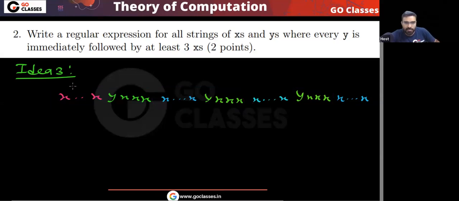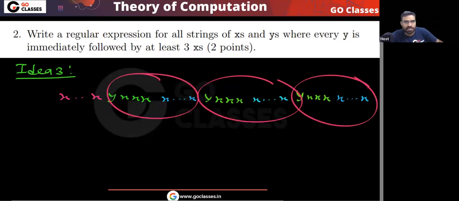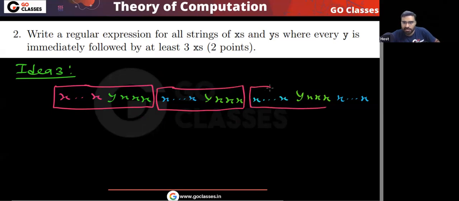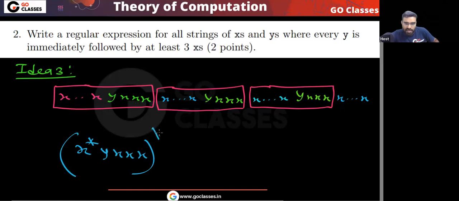Basically, in idea number 2, we were saying that this structure is repeating. But in idea number 3, I can say that this structure is repeating. So finally, your answer will be x star y x x x, this structure repeating, and finally at the end you have any number of x. So this is your answer.